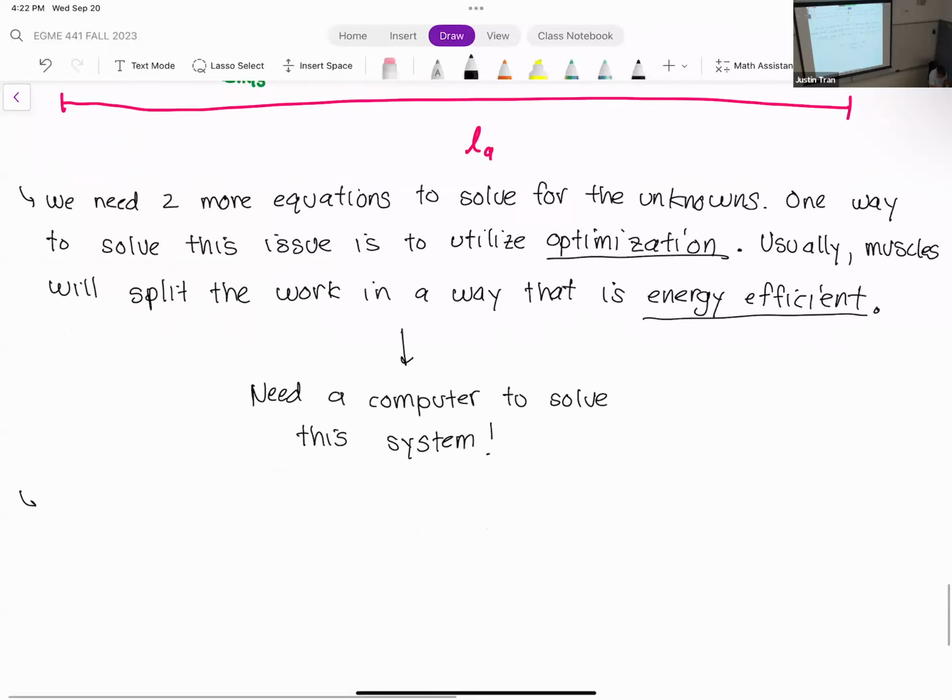Okay. But if you don't have a computer, what's one way that you can solve this problem? Well, one way that we can solve this problem is that we can make assumptions.